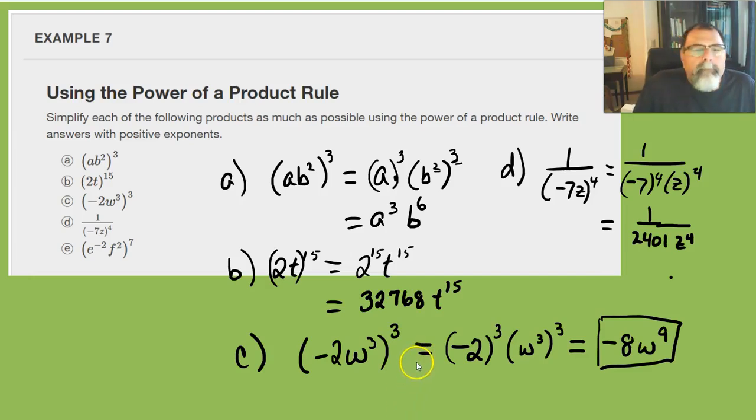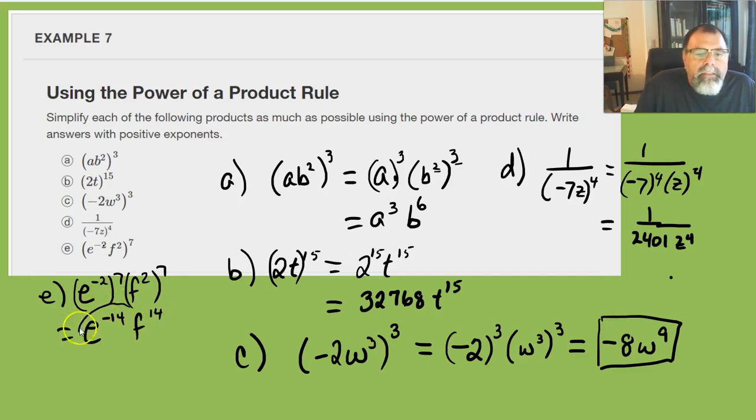Okay. And then E. I'm just going to go ahead and do it here. So we're going to multiply. Negative 2 times 7 is negative 14. 2 times 7 is 14. And then this is the negative one, so it's going to get pushed to the bottom of the fraction bar. And that will be my final answer, f to the 14 over e to the 14.